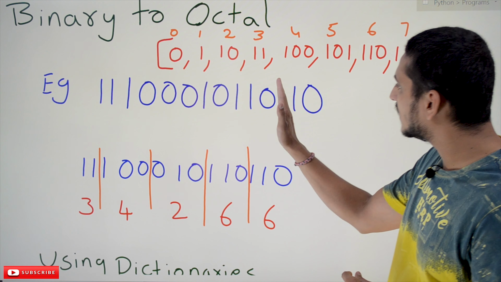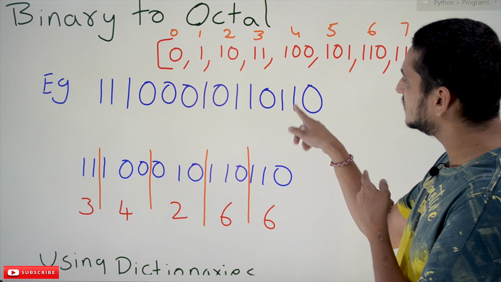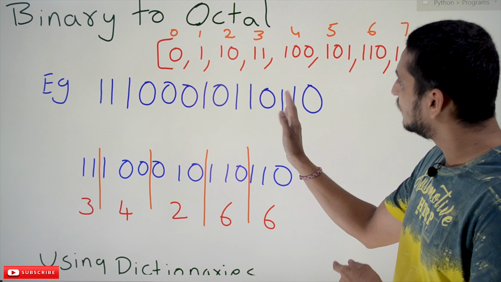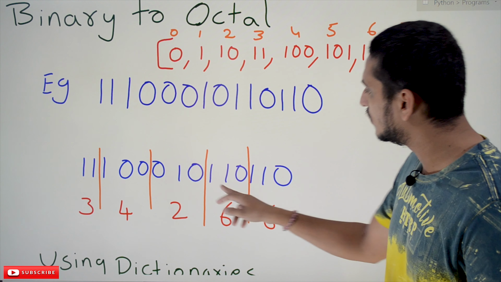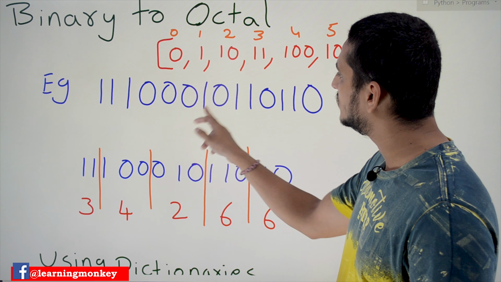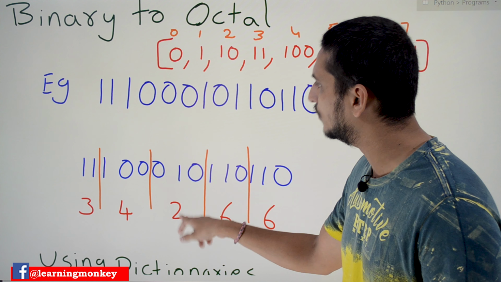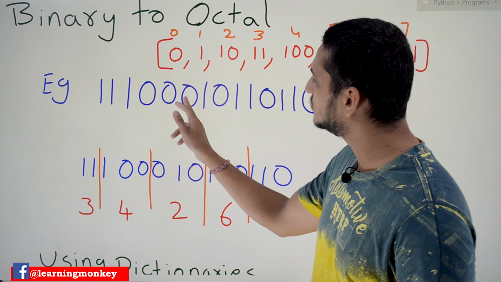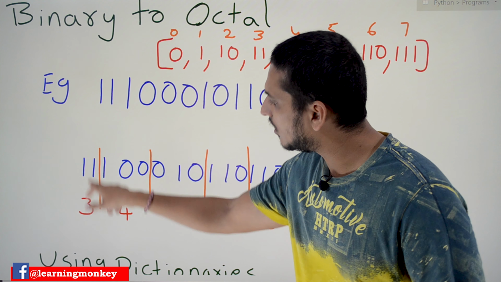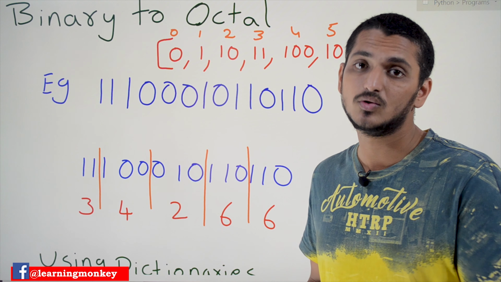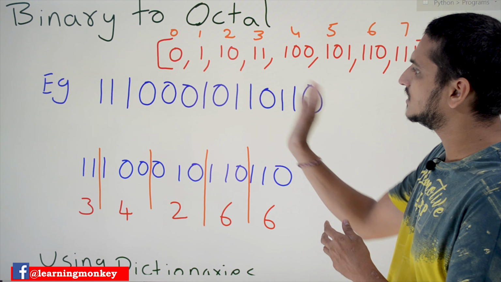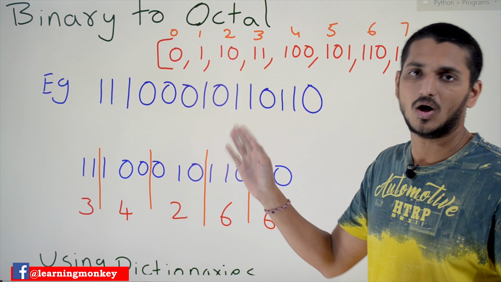Okay, we have to take the last 3 digits. So what are the last 3 digits? 110 means octal number 6. Next 3 digits 110, octal number 6. Next 3 digits 010, that is 10, means octal number 2. Next one is 100, means octal number 4. Next 11 means octal number 3. That is how we have to identify. We have to take the last 3 digits, next 3 digits, next 3 digits, and so on.